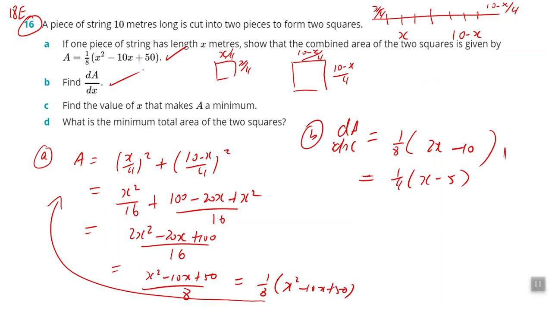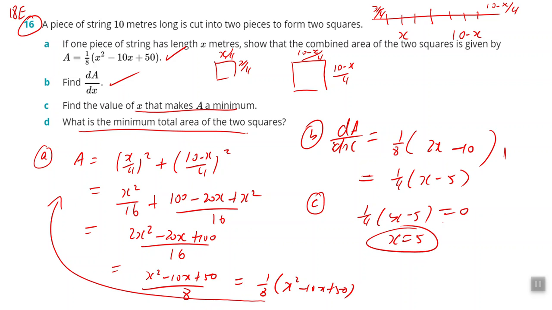So we've done that. Find what x value makes a minimum. We want dA/dx equals 0, so x equals 5. What makes the total area of the two squares minimum?